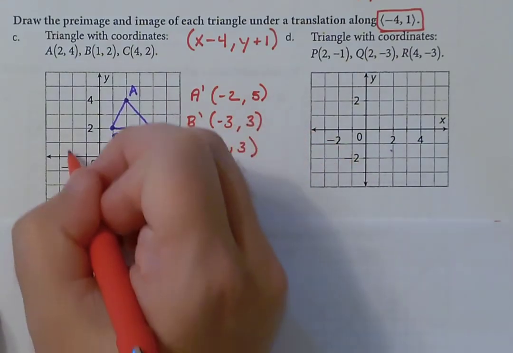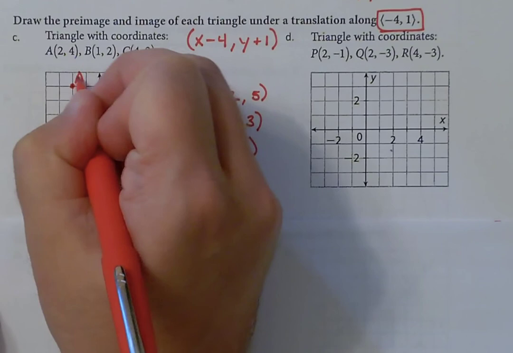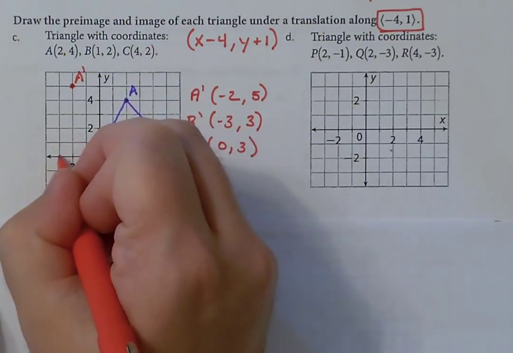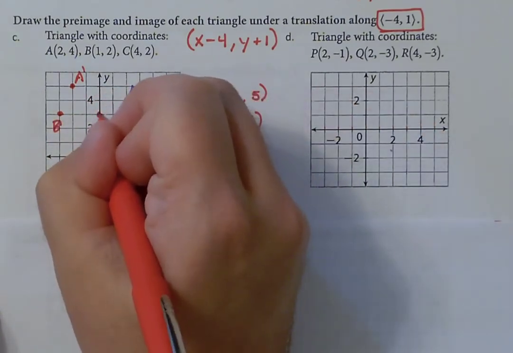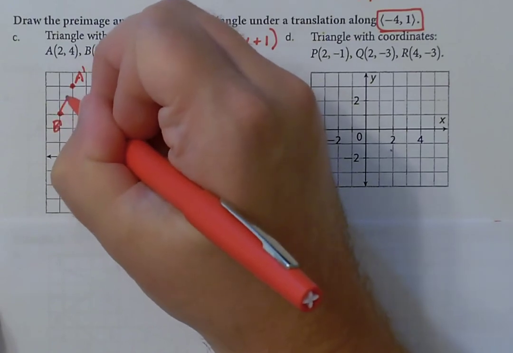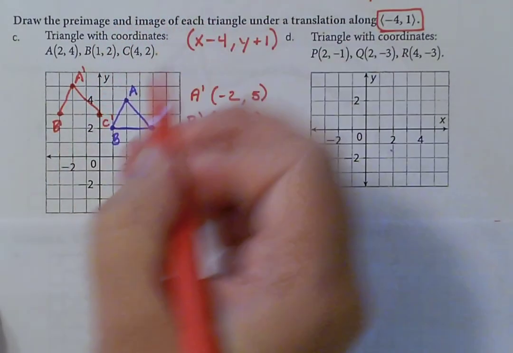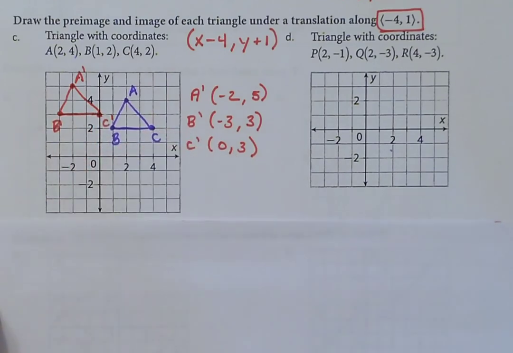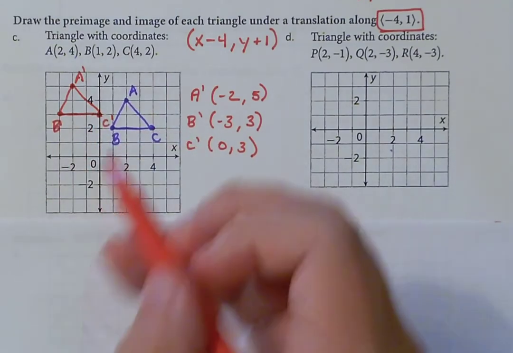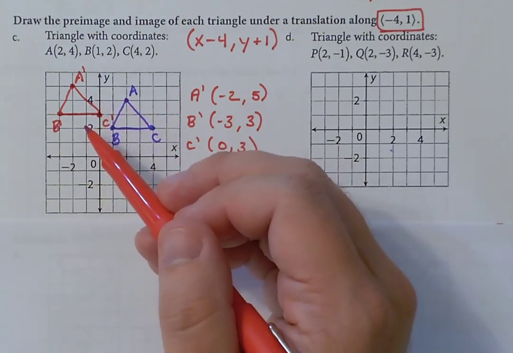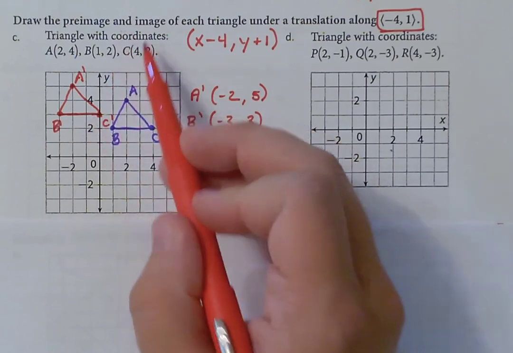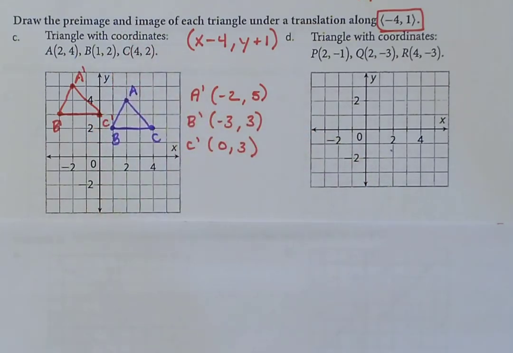So if we go through and plot these for A prime, B prime, and then C prime, we end up with our new triangle being right there. So we have drawn triangle ABC, our pre-image, and then we've gone through and transformed triangle A prime, B prime, C prime, and that is going to be our image. So that is our answer for that problem right there, and that's how you're going to do either C or D.